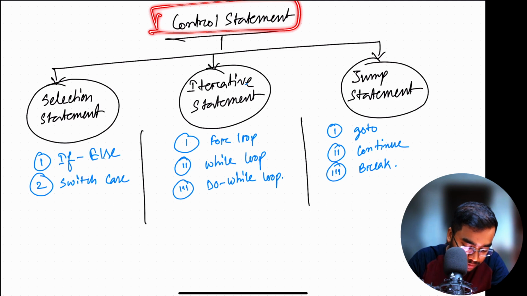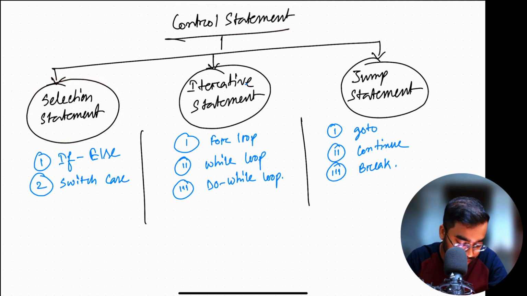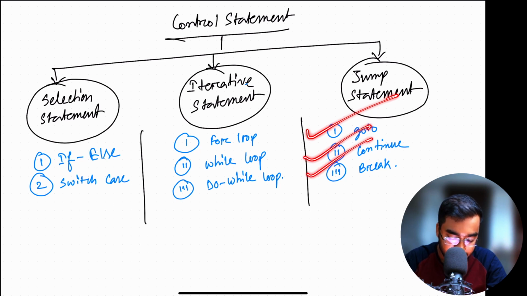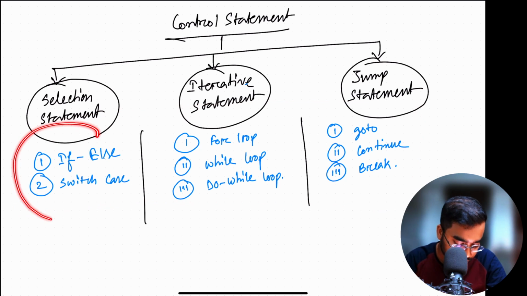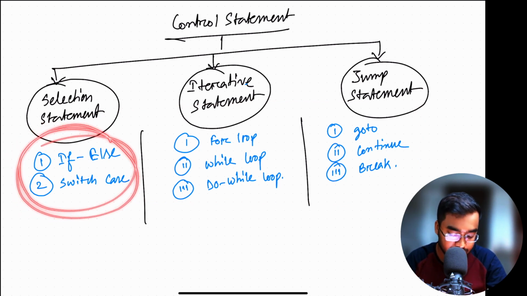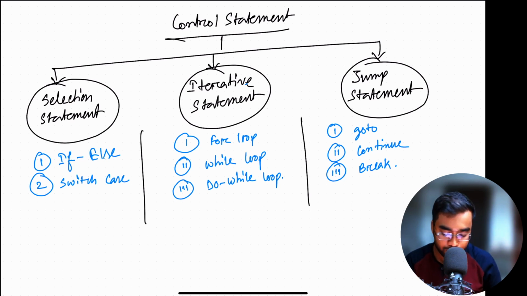Control statements are of three parts: selection statement, iterative statement, and jump statement. In the selection statement, there are two, which are if else and switch. In case of iterative, it's for loop, while loop, and do while loop, and in case of jump, it's goto, continue, and break. And we are going to learn all of them. In this video we are going to talk about these two only, the if else statement and switch case, and in the next video we will talk about the loops. So let's just jump to the if else statement.